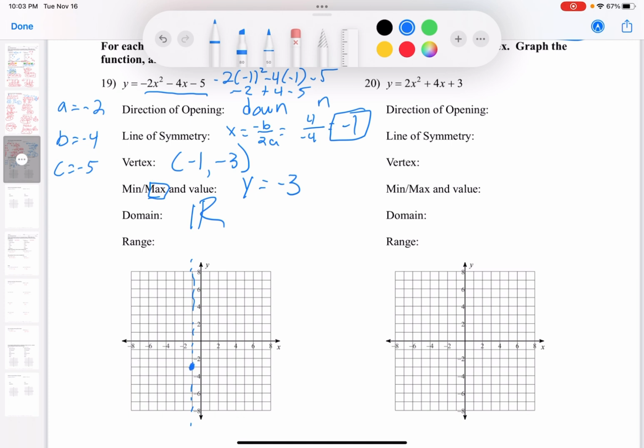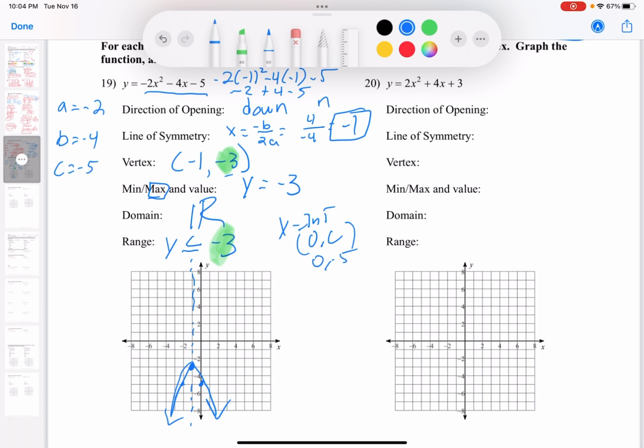It doesn't ask for the y-intercept, but remember the y-intercept is the point (0, c). So I know the point (0, -5) is on the graph, so that's right there. Then because it's symmetric, that one has to be on there. So there's my graph. So my range is going to be all y values that are less than or equal to -3. Again, the -3 just comes from right here. Remember the range is the values of y that are included, so less than or equal to -3.